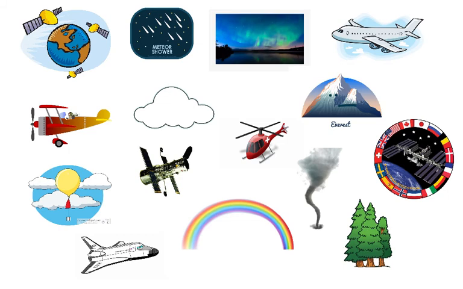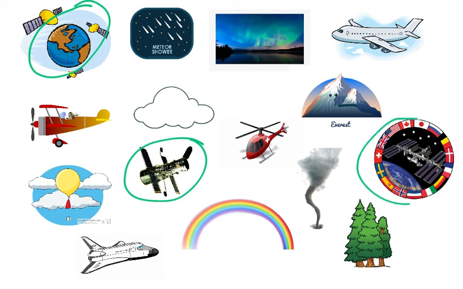Now let's take a look at some phenomena that we'd be likely to see in our atmosphere. So, where would you find each of these phenomena? Let's start with the exosphere. In the exosphere, you're likely to see satellites, the Hubble telescope, and the International Space Station. In the thermosphere, you'd find the aurora.